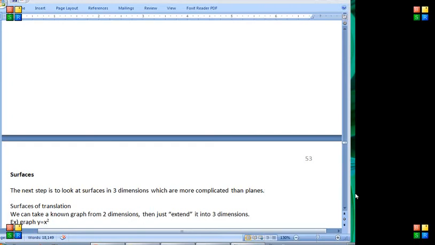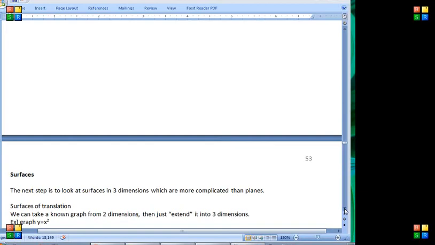So the next thing is to look at these surfaces in 3 dimensions, which are more complicated than planes. So we've seen planes, which are sort of 2-dimensional objects living in 3-dimensional space. Those are the simplest kind of surfaces. So now we're going to get a little funkier.